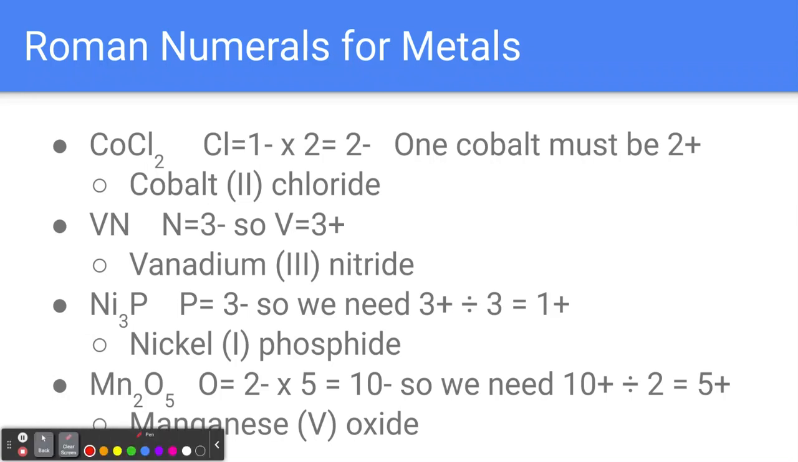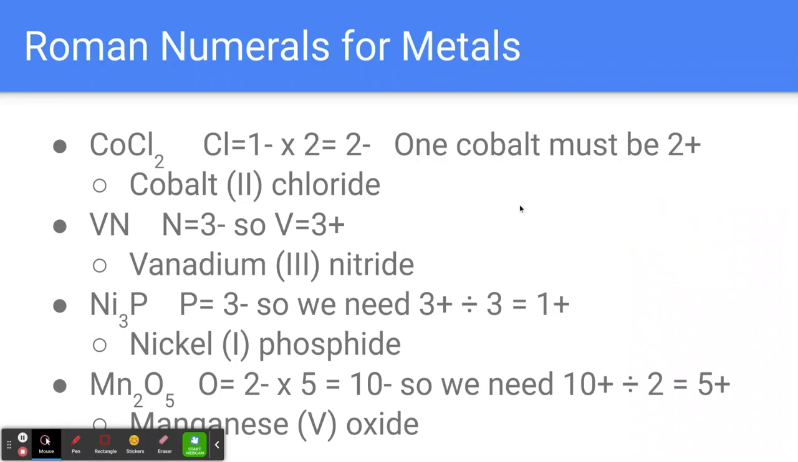Now, this is sometimes how I write it out on my paper. I would have manganese oxide. I know that I have a -2 charge here. -2 times 5 gives me a 10 minus, so that means I need a 10 plus for my manganese. 10 plus divided by that 2 gives me a 5 plus, and that 5 plus is what I'm going to put in as a Roman numeral. Okay, so that's what I kind of do on my own paper.